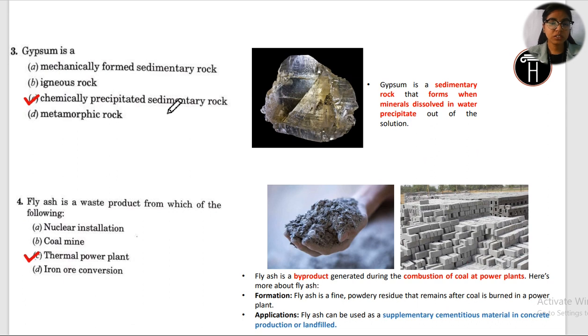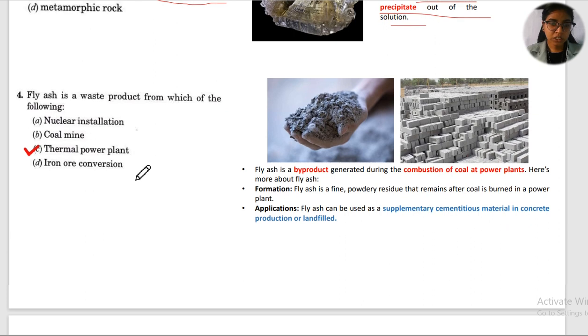Next question is, gypsum is a chemically precipitated sedimentary rock. Sedimentary rock that forms when minerals dissolved in water precipitate out of the solution. Okay, this is a chemically precipitated sedimentary rock.